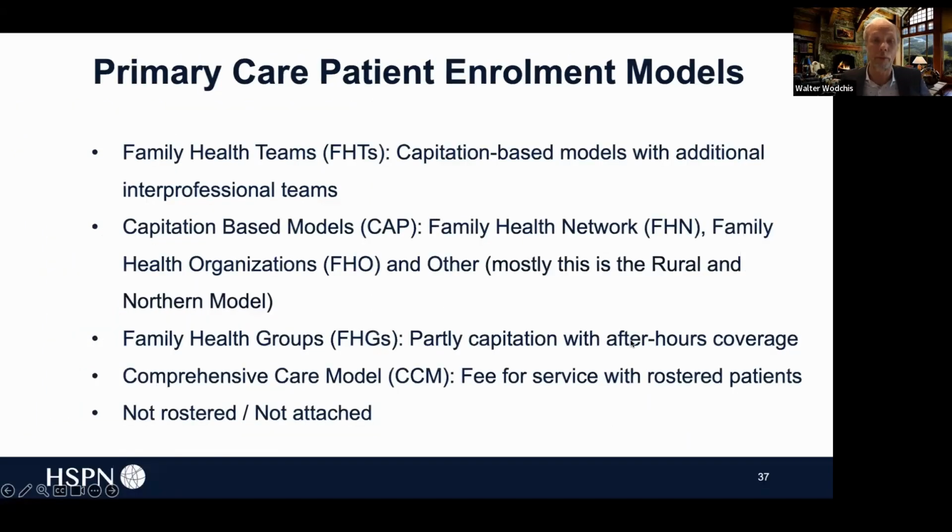The other is around primary care enrollment models. Hopefully most of you are familiar with Ontario's primary care enrollment models. It could be family health team-based, or there are several blended capitation models, capitation through family health networks or organizations. We also put into this group the other grouping, mostly rural and northern models, because they're capitation but not always team-based care. And then we have other models right through to people not being rostered to a primary care physician.